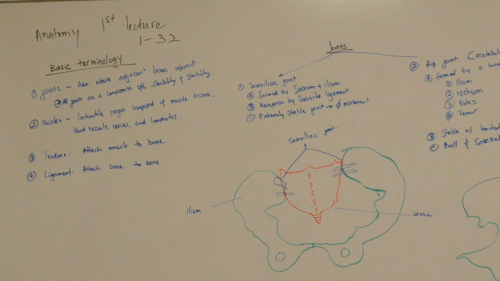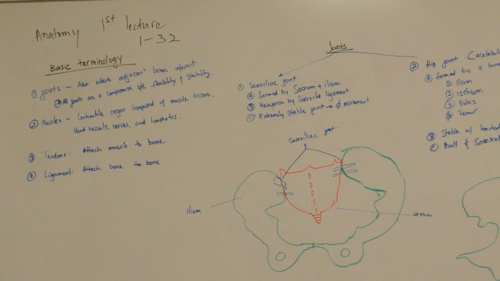The first term that we should know is joints. Joints are areas where adjacent bones interact, and they are also called articulations. All joints are a compromise between stability and flexibility. So what does this mean? A very stable joint will not be as flexible as a less stable joint, and vice versa.